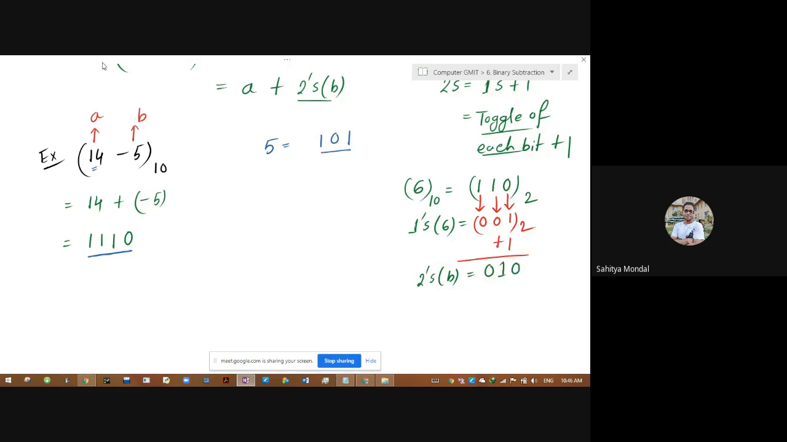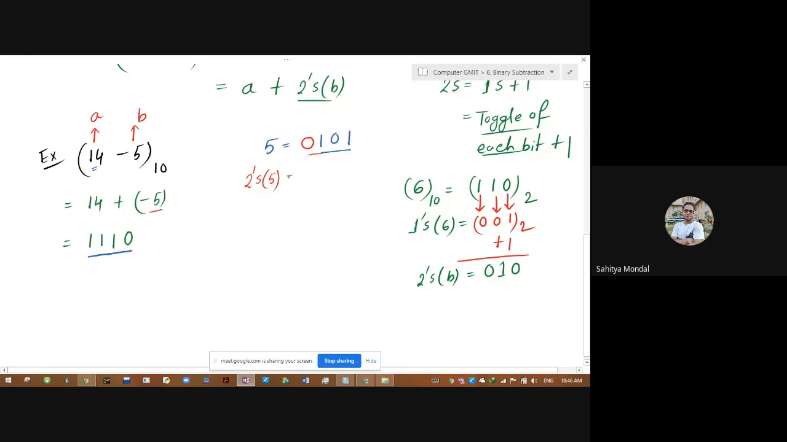To make it compatible, I first have to add an extra 0 on that binary number, because padding 0 on the left side doesn't increase the magnitude. So I get 5 as 0101. Now I need to compute minus 5. In that case, I have to compute the 2's complement of this 5.